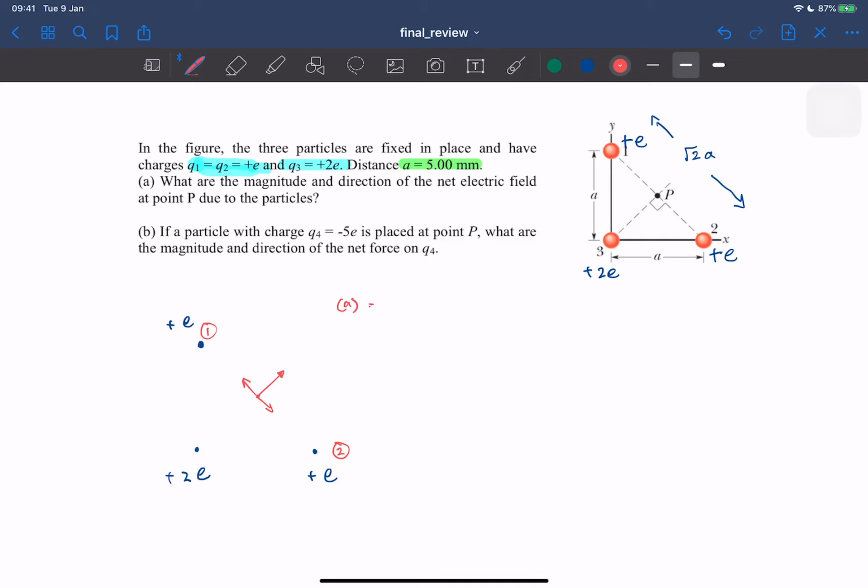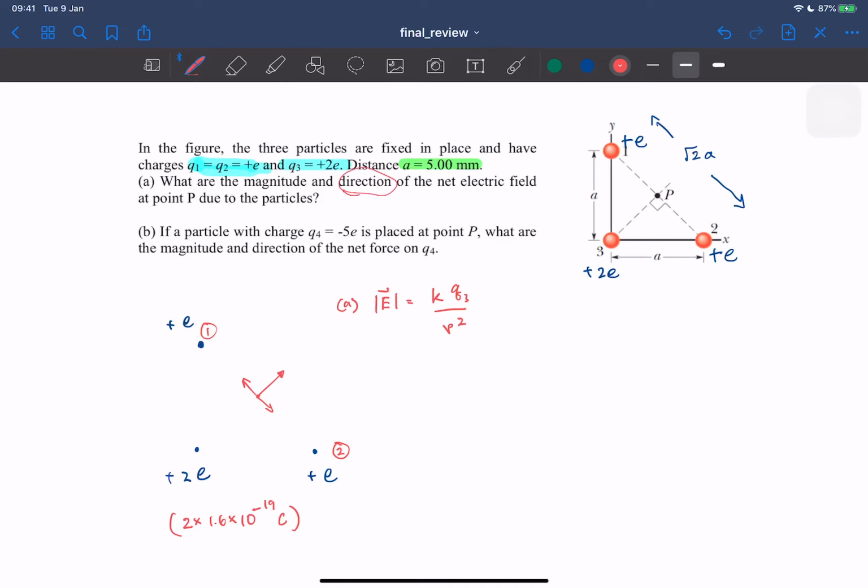So for A, the electric field is equal to K Q3 divided by R squared. And Q3 is 2E, so it's 2 times 1.6 times 10 to the minus 19 coulomb, right? So I'm not gonna spend too much time cranking numbers, which you can do by yourself, because we have quite a few problems to go through. All right, so that's gonna be the magnitude.